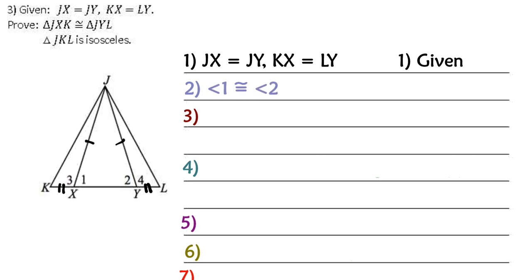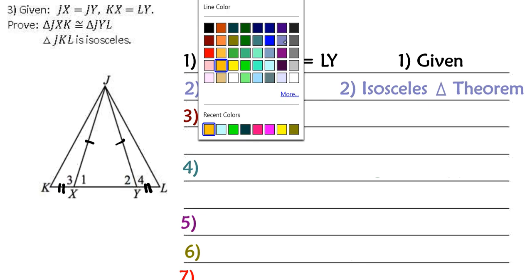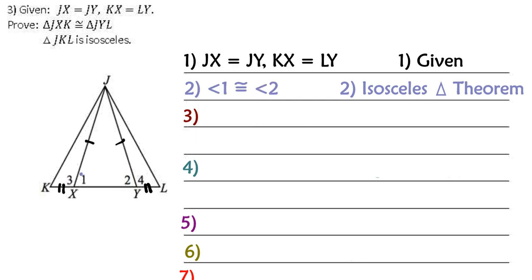What's next? Well, angle 1 is congruent to angle 2. The triangle JXY right in the middle here is an isosceles triangle with two equal sides. If two sides of the same triangle are congruent, then the angles opposite those are also congruent. That was our isosceles triangle theorem. It's isosceles, so angle 1 is congruent to angle 2. Now we're going to go back to unit 1 and use some of that information.